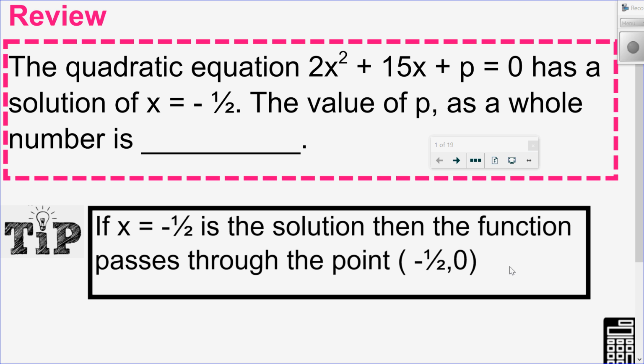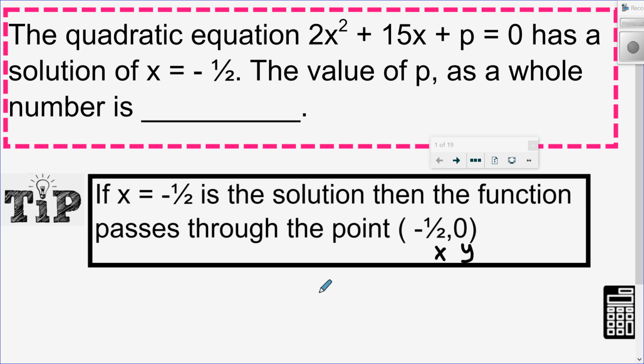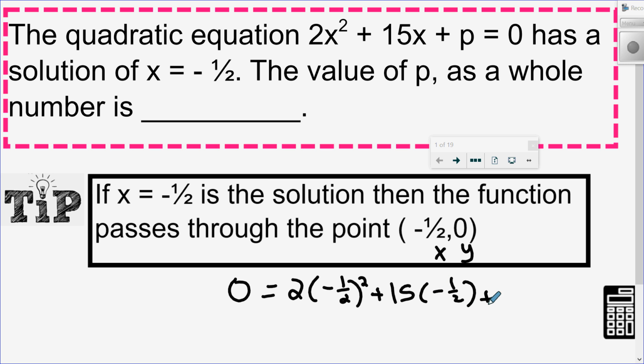If x equal to negative half is a solution, then the function passes through that point, negative a half, 0. It's an x-intercept. So what I'm going to do is plug in x as negative a half and y as 0, and then solve for the p-value. So I have 0 equals 2 times negative a half squared, using brackets for my substitution, plus 15 times negative a half plus p. And then I'm just going to solve that equation.